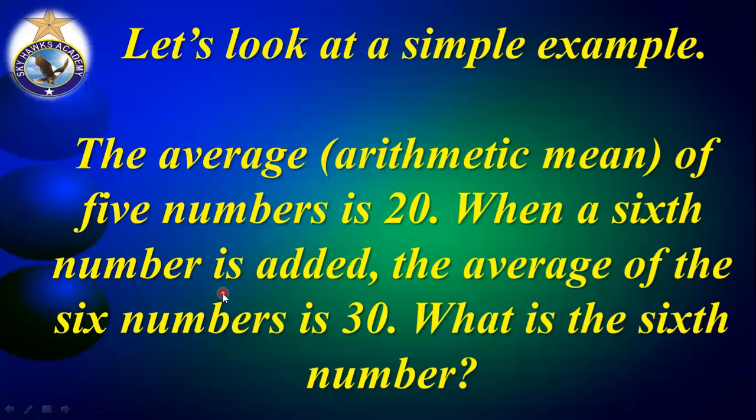So what we will have to do, we will have to get the two totals. The first is 100, and the second is 6 threes are 18, so 180 is the sum of the six numbers, and we are looking for that number which is being added to make the average 30. Then 180 minus 100 is 80. So that sixth number is 80. Are you getting what I am saying?